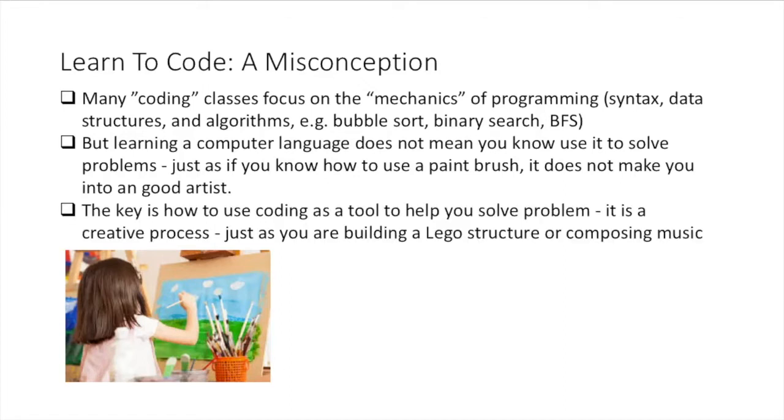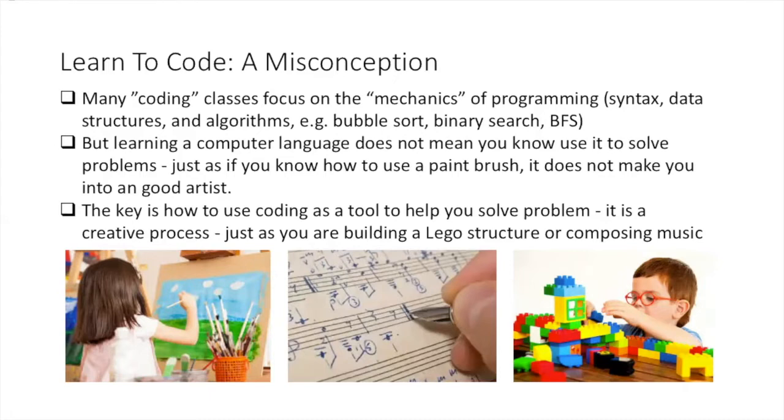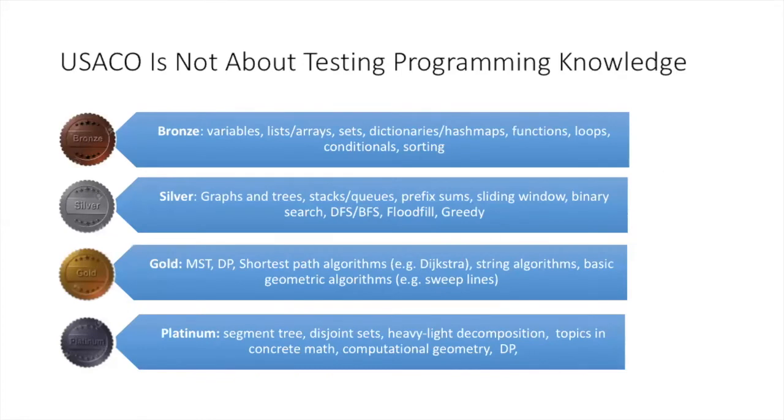So the key in computer science is not necessarily just learning the code, but more importantly, how to use coding as a tool to help you solve problems. That's really what USACO is about. It's about how to use the language, whatever language and coding skill you gain, to solve problems. And it's a creative process. It's not a mechanical thing. Just like you build Legos, right? You have all the pieces, but what structure you end up building, you have to design. Same with music composition, right? You learn how the scale works and so on, but it takes a lot more than learning how to draw the music notes to compose music. Computer science is exactly the same. Learning how to code is just the basic, it's a tool. So USACO is not about testing programming knowledge.